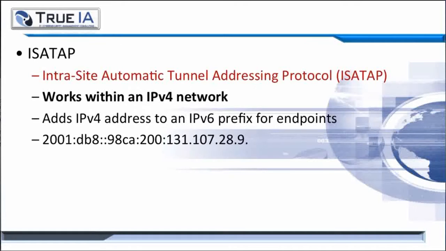Next, we have the Intrasite Automatic Tunneling Addressing Protocol, or ISATAP. It works within an IPv4 network. It basically adds an IPv4 address to an IPv6 prefix for the endpoints.